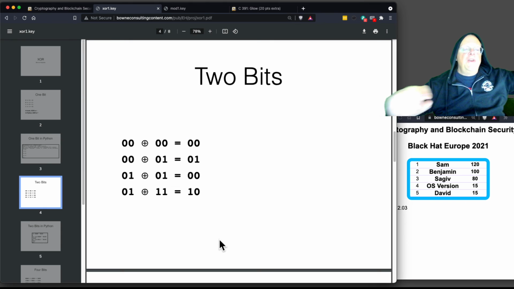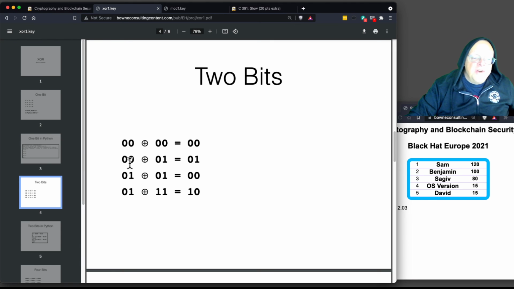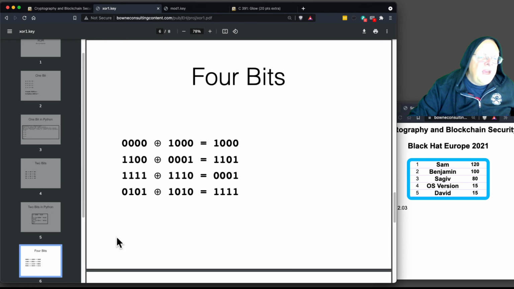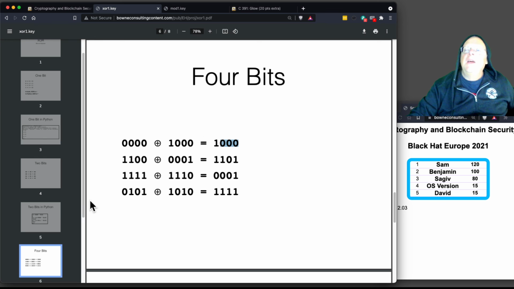And so you can do longer numbers, bit by bit. 0, 0 XOR 0, 1. You just do the left bits separately. 0 XOR 0 is 0. And then the right bits separately. 0 XOR 1 is 1. So that's how you can do 2 bits. And you can do the same thing in Python. And you can do 4 bits. You just do them one at a time. So 1, 0, 0, 0 XOR 0, 0, 0, 0. The 3 right-hand numbers are all 0. The next one is 1. And you can therefore do 8 bits ASCII.